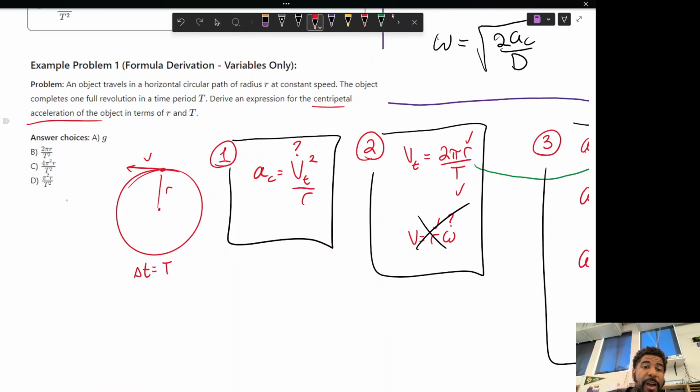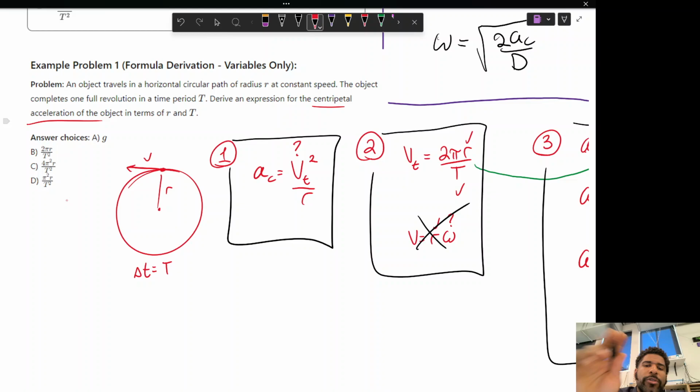An object travels in a horizontal path with radius r at a constant speed. The object takes 1 full revolution. What happens to the centripetal acceleration if you put it only in terms of r and t?